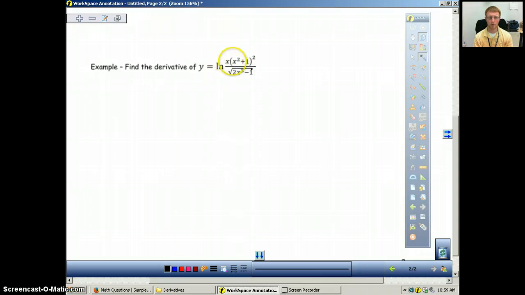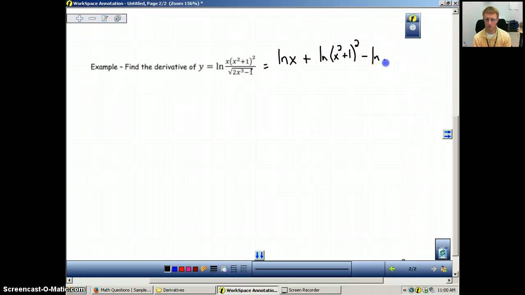So the multiplication of these two things, this would look like, and this may take a couple steps for you to see this. So this is going to be ln of x plus the ln of x squared plus 1 squared minus the ln of the square root of 2x to the third minus 1.